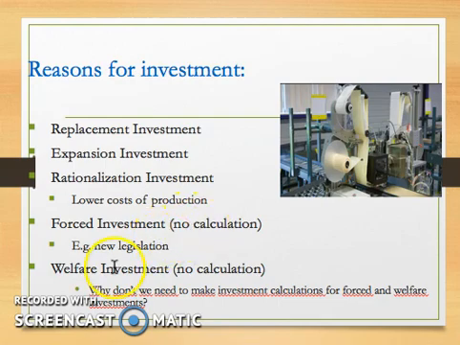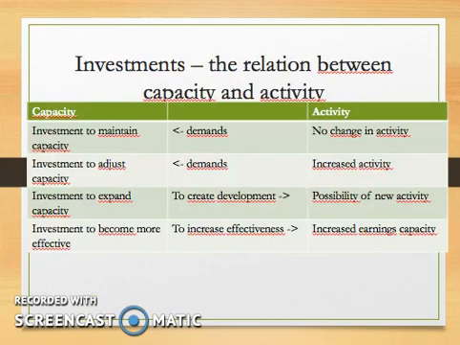Forced investment will be if, for example, we have new legislation that provides us with information saying, okay, you need to invest in this machinery right now. Welfare investment is more focused on investments related to social society. And here we have, for example, the relationship between capacity and activity. We will not go that much into detail with that right now.